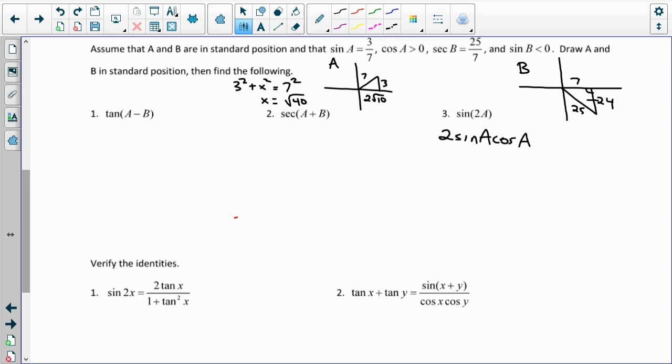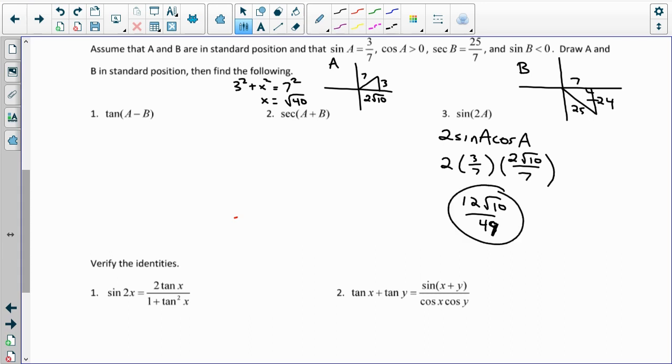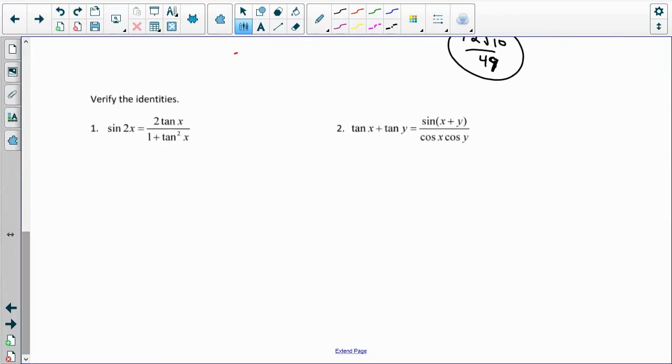This really is going to be way easier than the other ones. So 2 times 3/7 times 2 root 10 over 7. So I end up with 12 root 10 over 49. And thankfully that one doesn't reduce. Okay, now we're going to verify the identities.